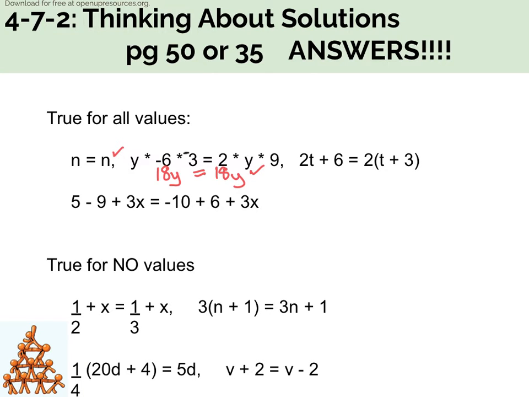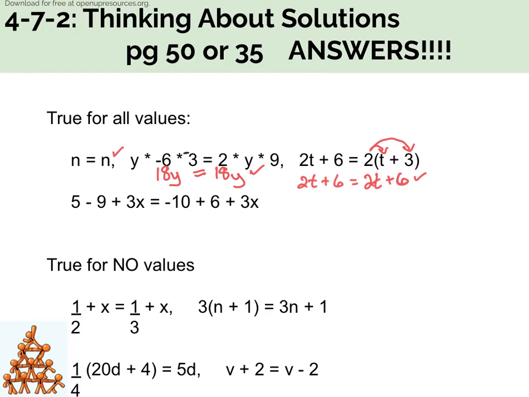Let's go ahead and simplify this next one. Let's do 2 times t. Well, that is 2t. 2 times positive 3 is positive 6. Does 2t plus 6 equal 2t plus 6? Is this true? Yeah, that's true. So it's going to be true for all values.